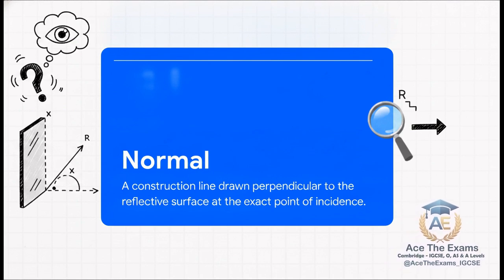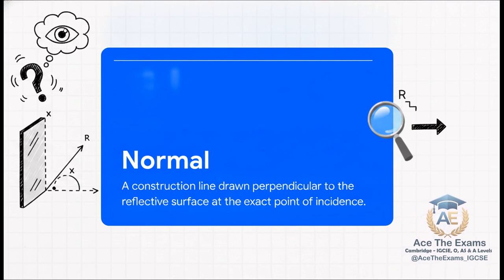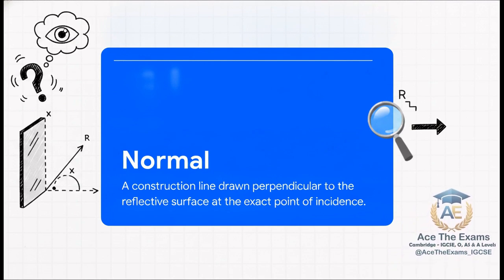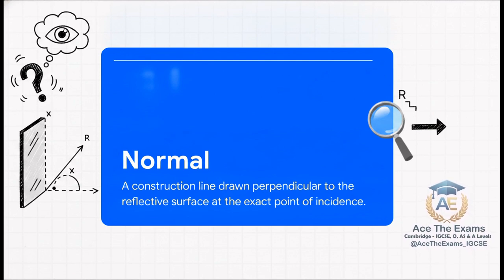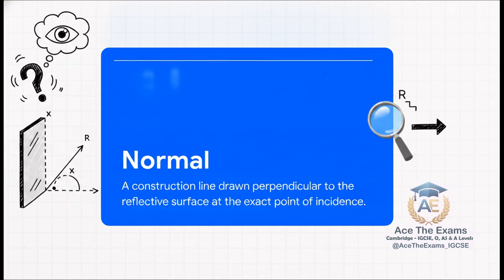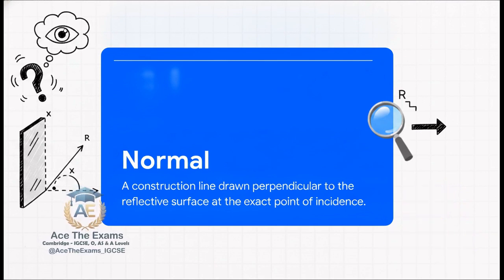Listen to me on this one, it is not just a dashed line you throw in if you have extra time. It acts as the critical, absolute anchor for all of your angle measurements. A massive, heartbreaking mistake students make every single year is drawing the normal arbitrarily, just wherever it looks nice, or measuring angles from the mirror's surface itself instead of this line.